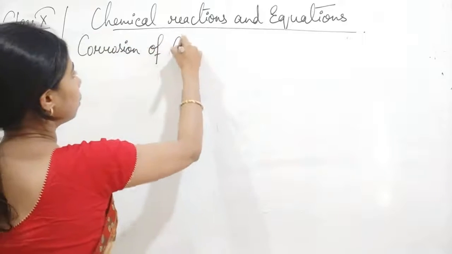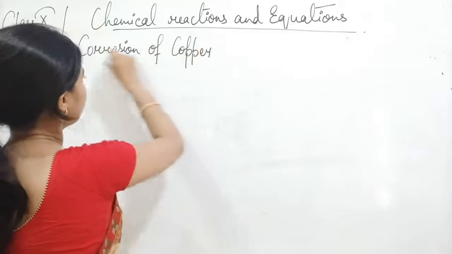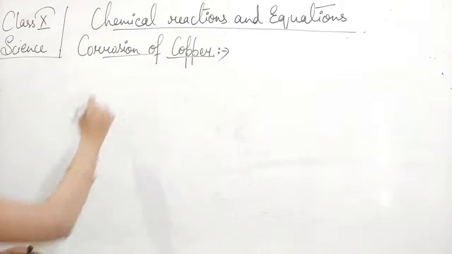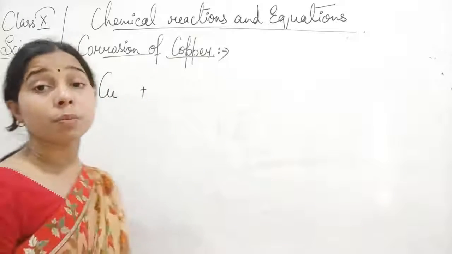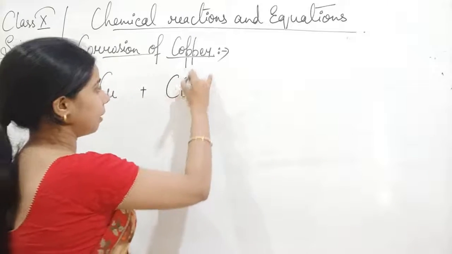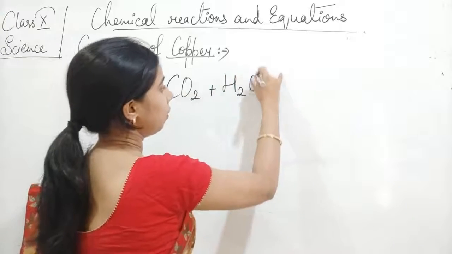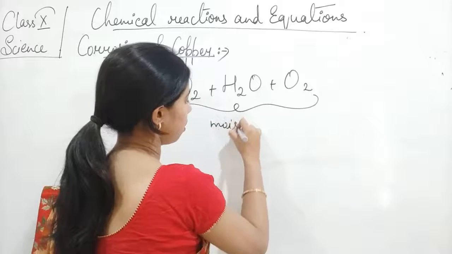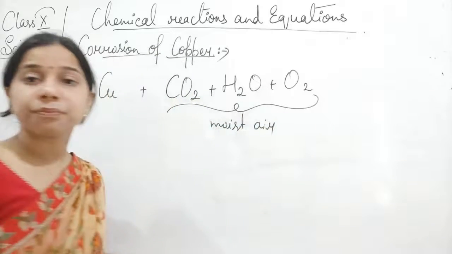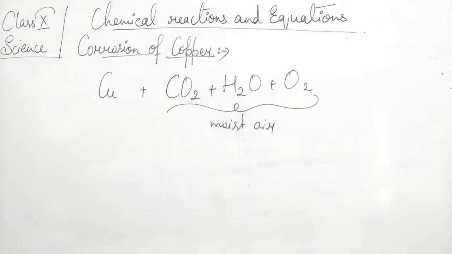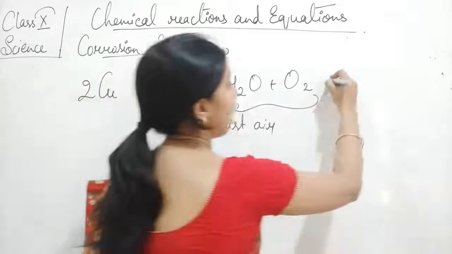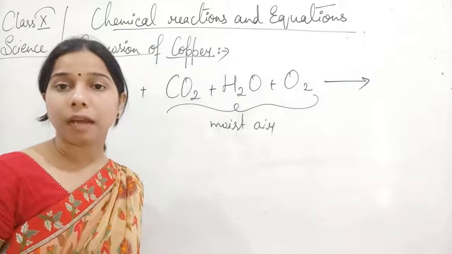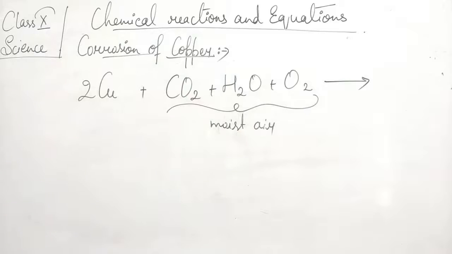Corrosion of copper. So basically what happened, this copper will react with the moist air, and moist air means carbon dioxide, water and oxygen. This is the moist air. Okay? Copper. After the reaction, you will find that there is a formation of a copper carbonate or basic copper carbonate.